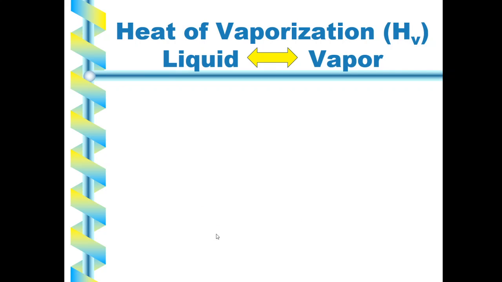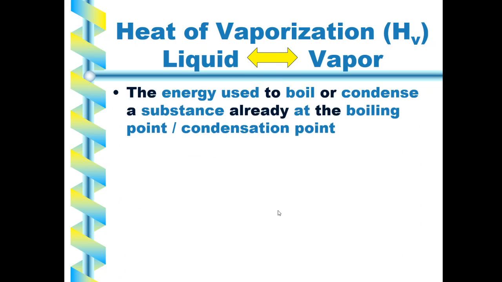The other one that we'll also work with Q is called the heat of vaporization. And heat of vaporization is a point like at water where we're at 100 degrees Celsius, right? Where we're either going from the liquid, boiling to go to gas, or we're condensing to go back down to liquid. So either way, this is that 100 degrees Celsius point. And this is the energy used to boil or condense a substance already at the boiling point or condensation point.